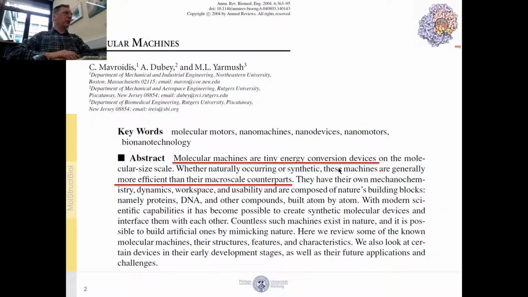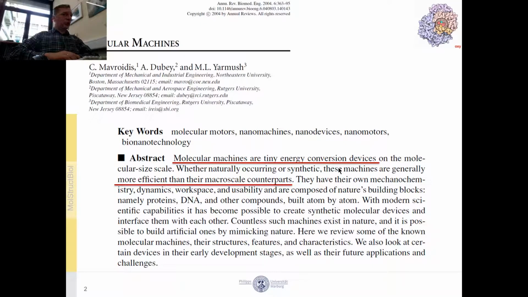Now, first of all, what are molecular machines at all? There is, I think, a quite useful definition by Jarmusch and colleagues, who published this review in 2004. Molecular machines are tiny energy conversion devices on the molecular size scale. Whether naturally occurring or synthetic, these machines are generally more efficient than their macro-scale counterparts.